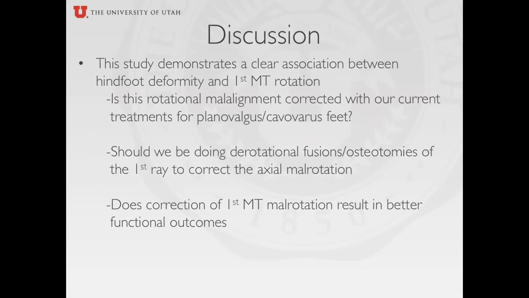But some of the questions that I think we had after we finished this study are, is this rotational malalignment corrected with our current treatments for planovalgus and cavovarus feet? Should we be doing derotational fusions or osteotomies of the first ray to correct the axial malrotation? And does correction of this first ray malrotation even matter? Does it result in better functional outcomes for people? We don't have answers to those, but it definitely demonstrates the foundation for answering these questions in the future.